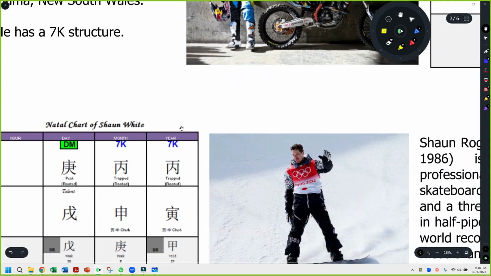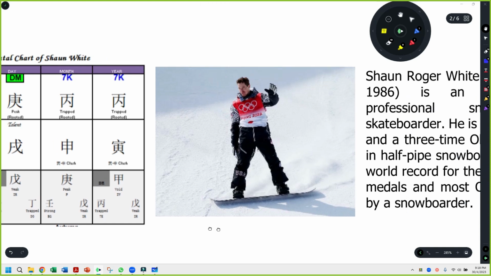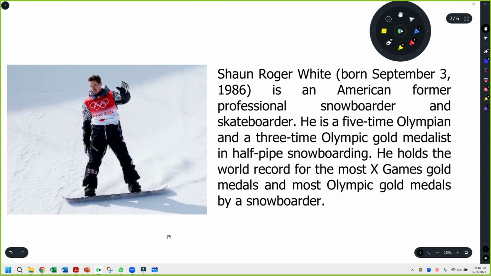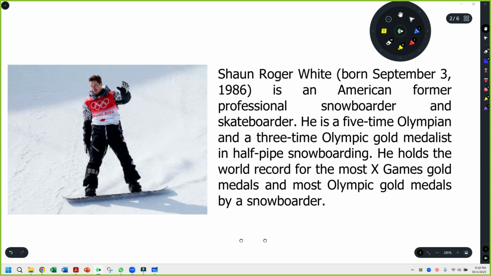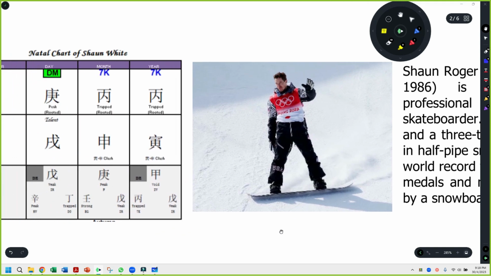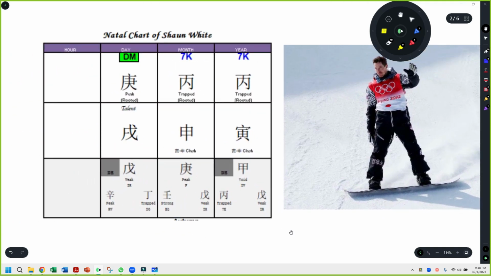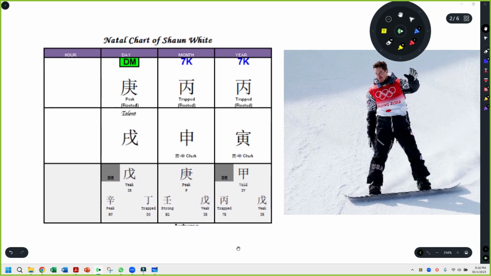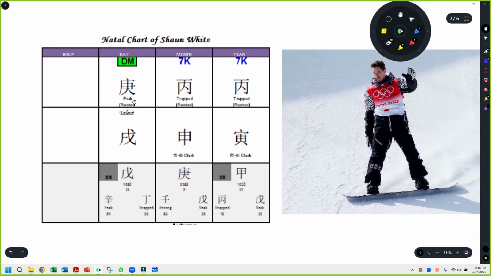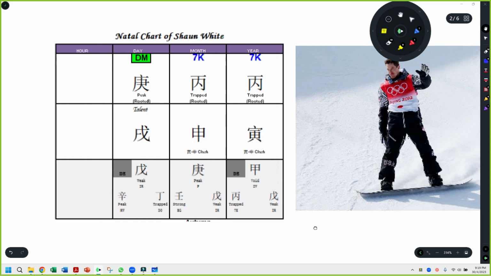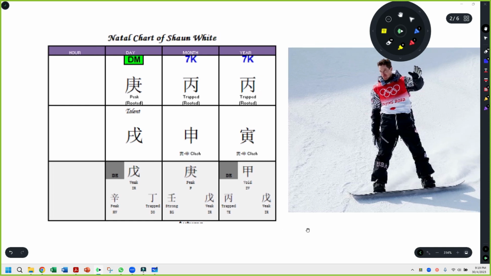Right. So now let's take a look at yet another one as we move along. We now have Shaun White, former professional snowboarder and three-time Olympic gold medalist. Again, as a snowboarder, these are all high risk, high octane sports or professions. Now we have a Geng Day Master, born in the month of the monkey, Shen. And once again, what is the season of the monkey? Autumn.